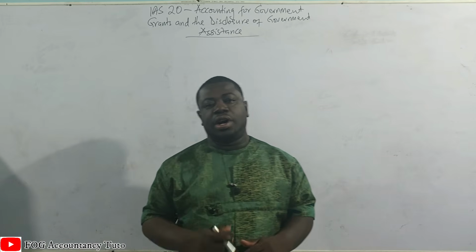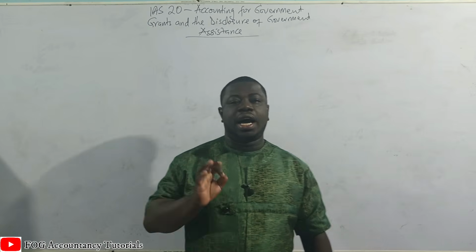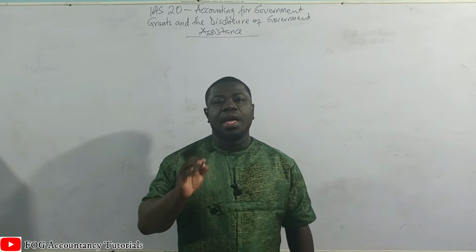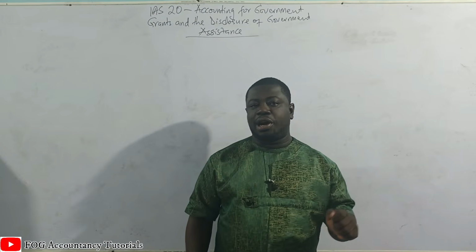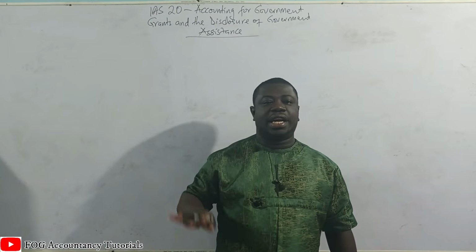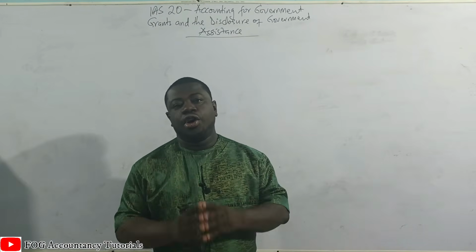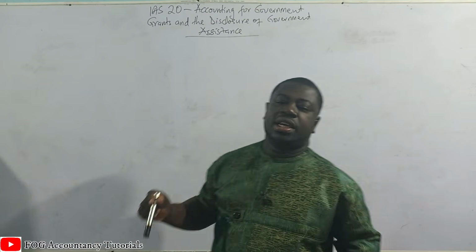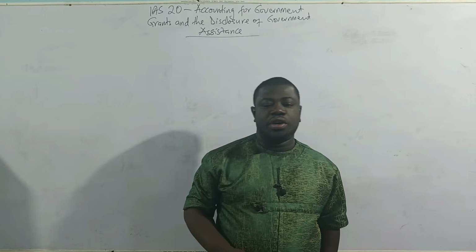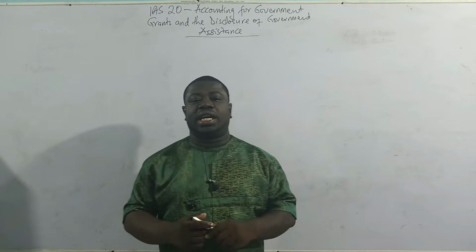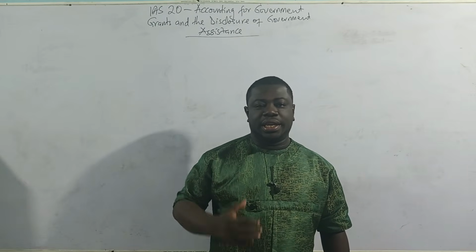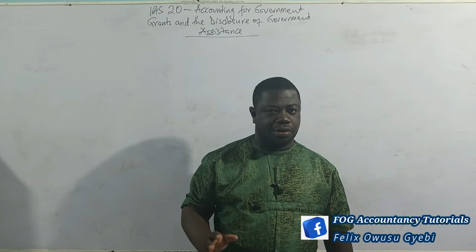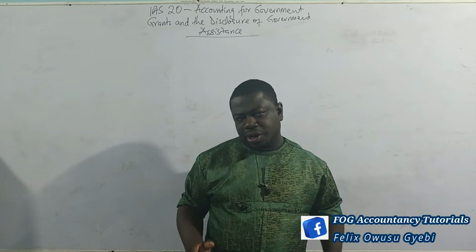Today we are going to continue our study of IAS 20, Accounting for Government Grants and the Disclosure of Government Assistance, by looking at the disclosure requirements for government grants and then that for the government assistance. Remember that this standard already has the word disclosure in its name. It is important that as we continue to learn the International Financial Reporting Standards, we don't ignore the disclosure requirements. Now, what are the disclosure requirements?